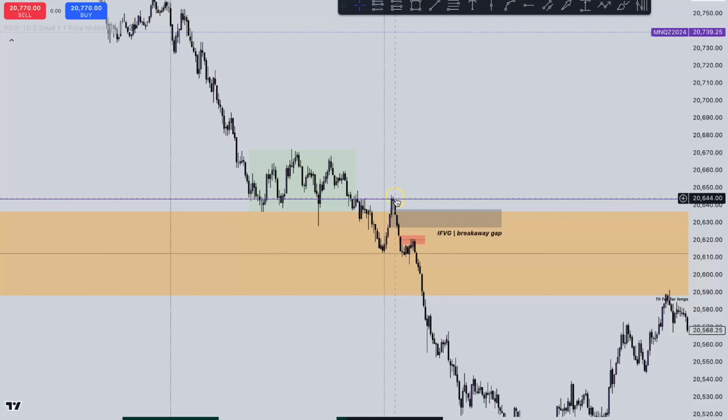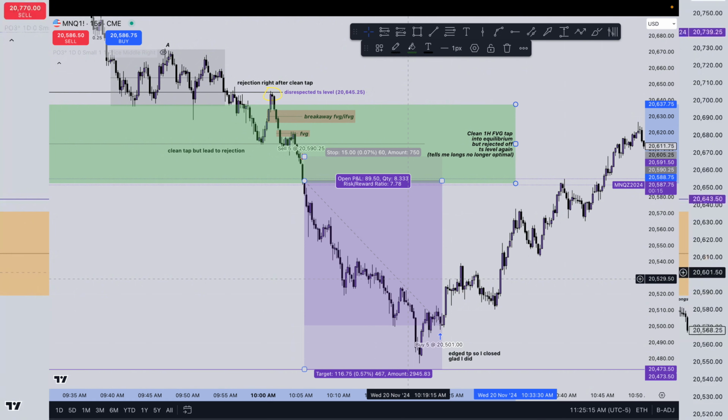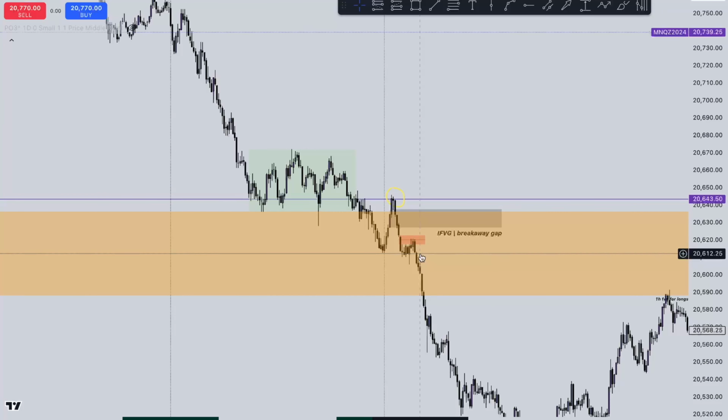So we get that rejection off turtle soup level, right? Breakaway fair value gap, inverse fair value gap entry. As soon as price dumped past this candle wick, I immediately wanted to enter based off of this 25% level, right? If you're imagining the quadrants, this is 50, this would be 75, and then this would be 25. So because price already had started moving below 25, that's why I entered. And I was expecting this strong displacement right through it.